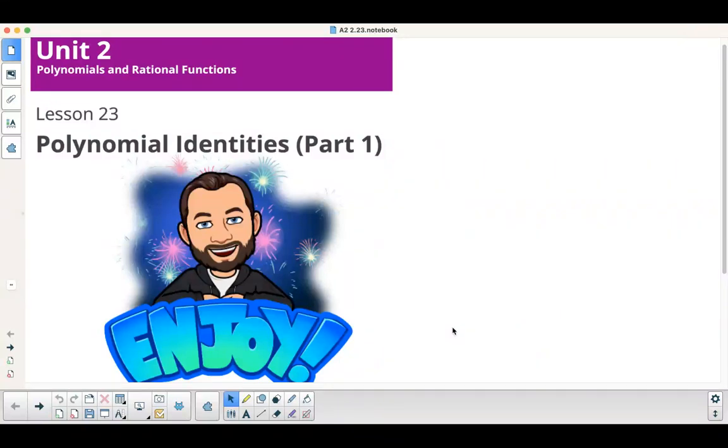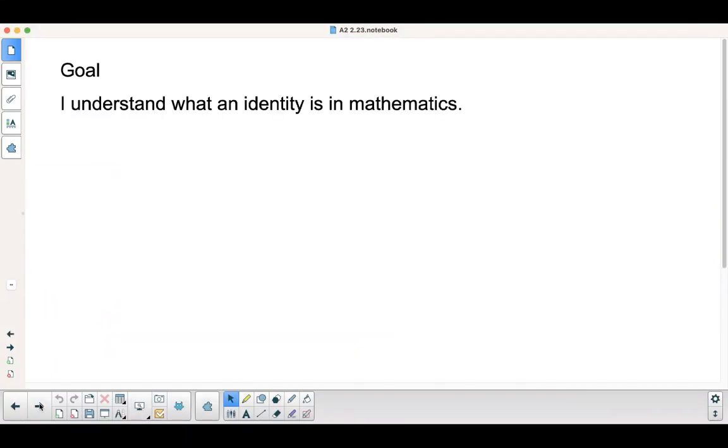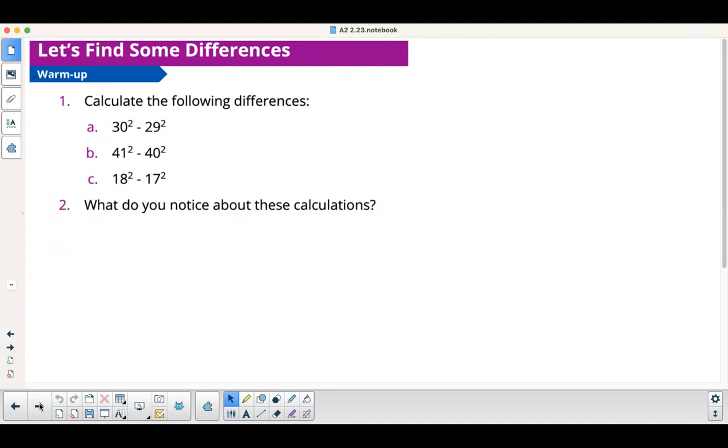Okay, Illustrative Math, Unit 2, Lesson 23 is called Polynomial Identities, Part 1. So our goal today is I understand what an identity is in mathematics. All right, so our warm-up: calculate the following differences. Should be pretty simple. And then number 2, what do you notice? So go ahead and plug them into your calculator, and let's see what we get.